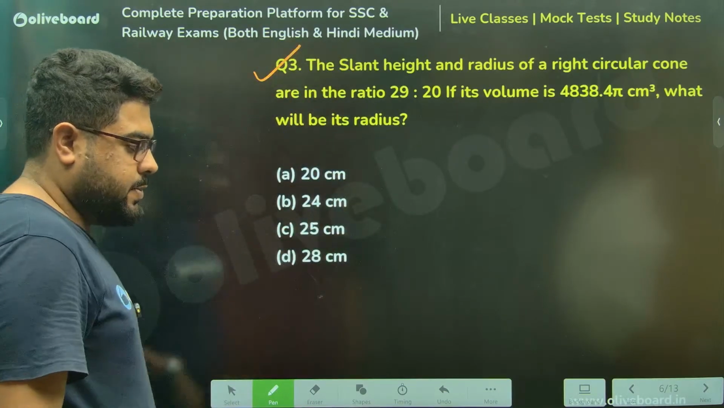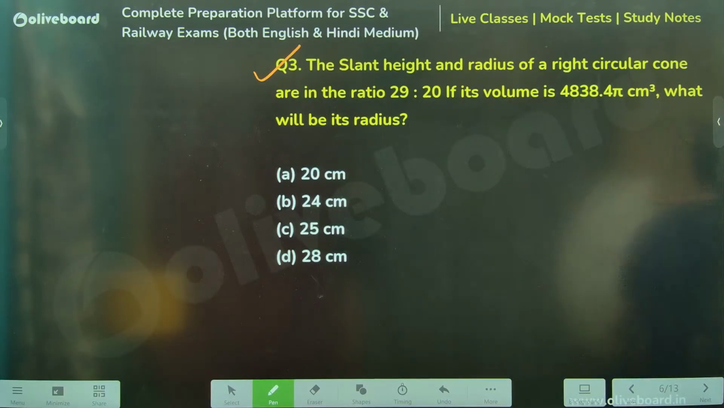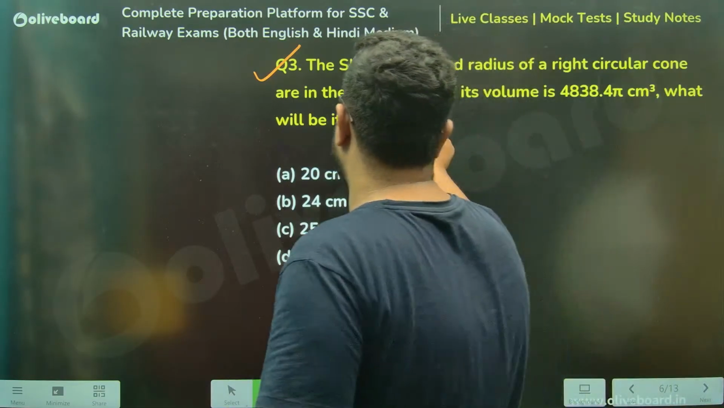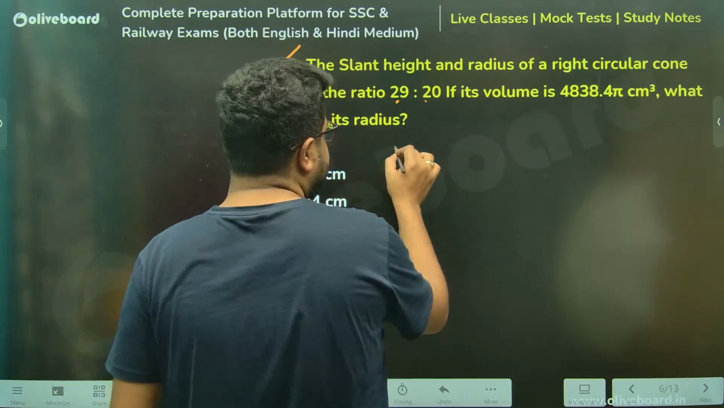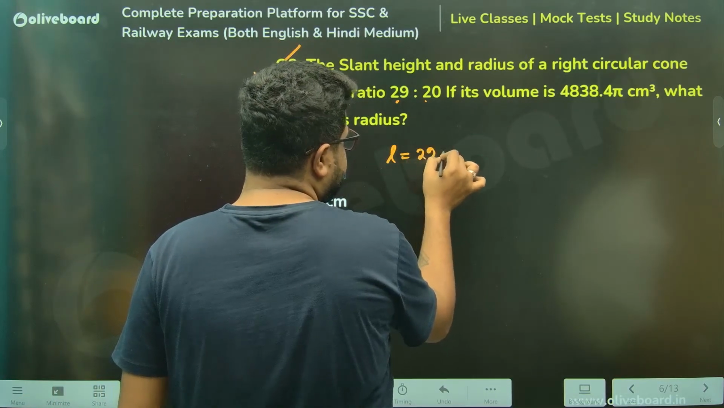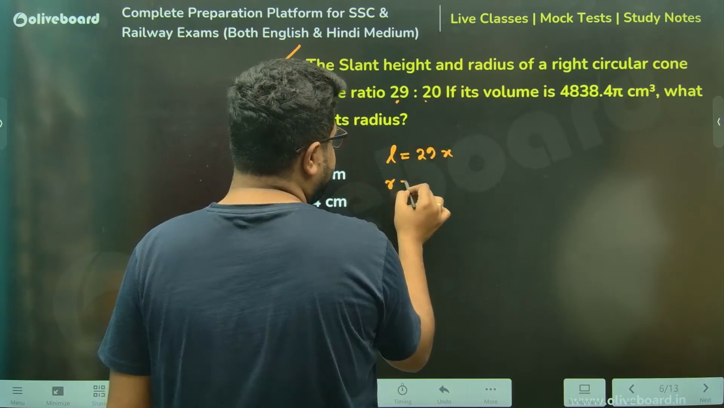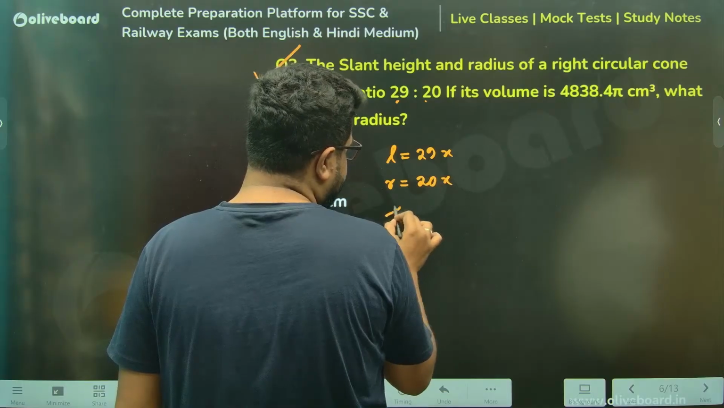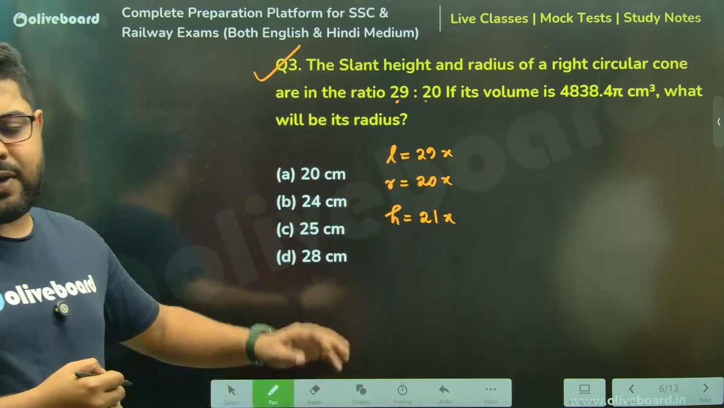Good question. Good one. A little calculative, you can say. Next one. Slant height and radius of a right circular cone are in this ratio. Sir, Pythagorean triplet I can see. Slant height is given, L is 29x, and radius is given as 20x. So height must be 21x. 20, 21 and 29. This is a Pythagorean triplet.